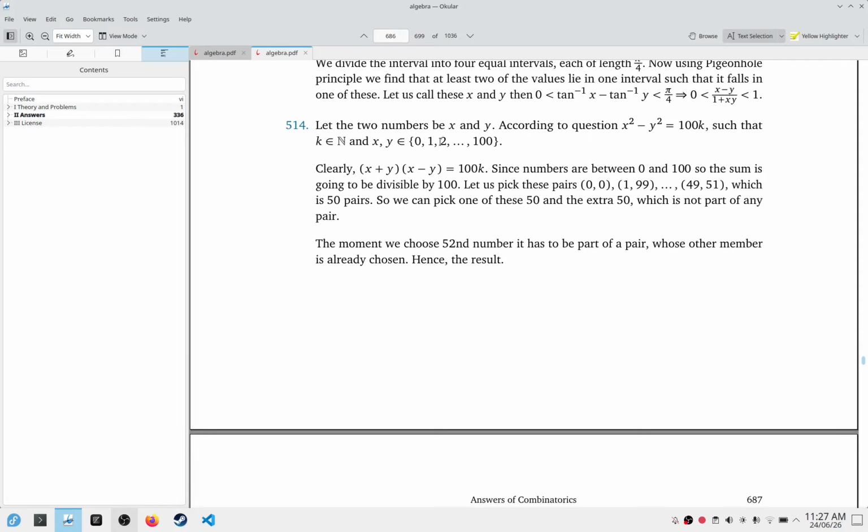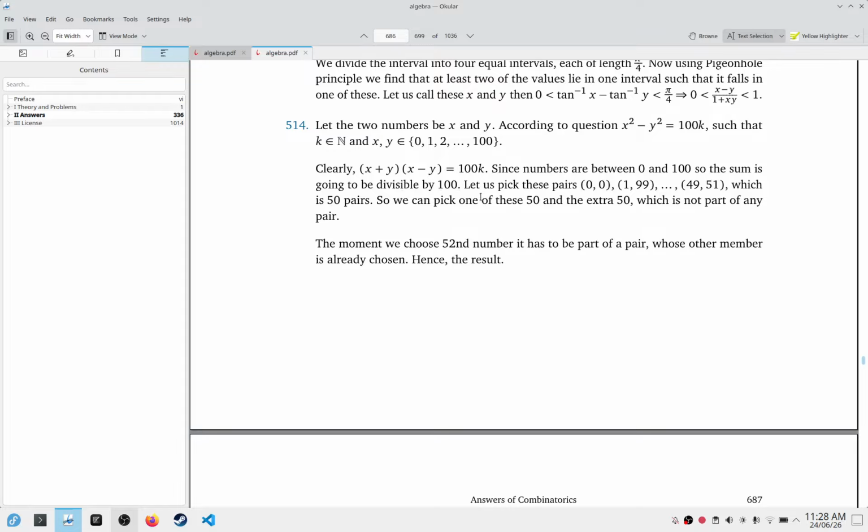So we let the two numbers be x and y. According to the question, x square minus y square is equal to 100k, such that k is in the set of natural numbers and x, y are in the set 0 to 100. Clearly, x plus y into x minus y is equal to 100k. Since the numbers are between 0 and 100, the sum is going to be divisible by 100.